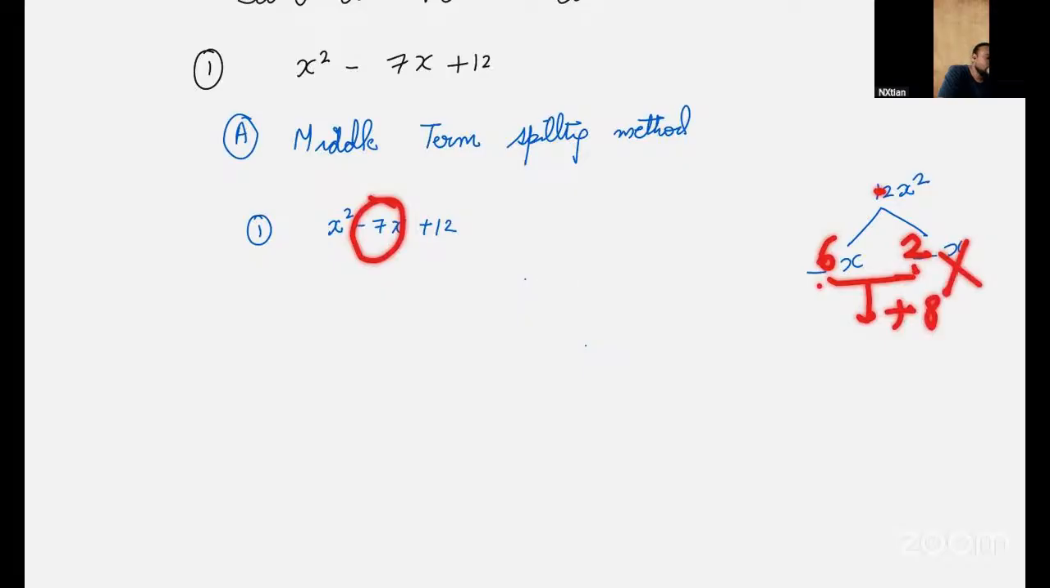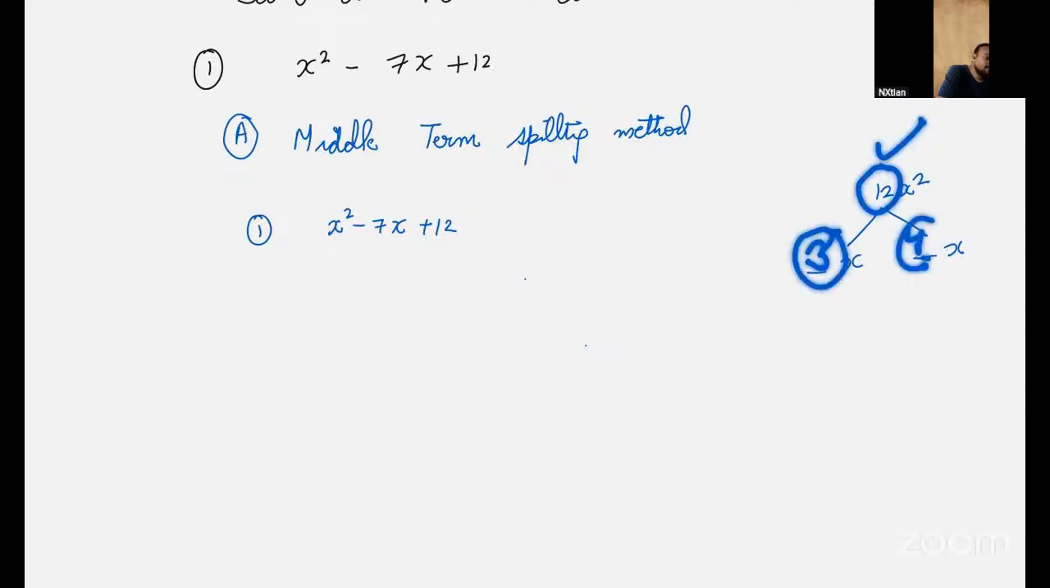Any other factor that you're thinking? I am thinking 3 and 4. 3 into 4 is 12, which is correct. But when I add it, I will get +7, and here I need -7x. Still, it's not correct. Are you with it? Yeah. So it can be 3 and -4. If you do 3 and -4, 3 into 4 is 12, but the minus will come, so it will be -12, but here it is +12.